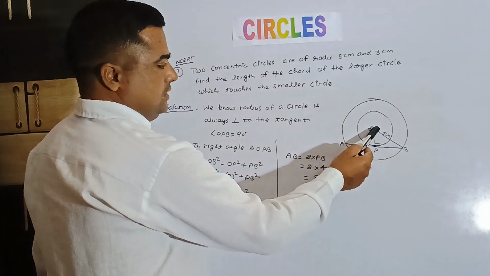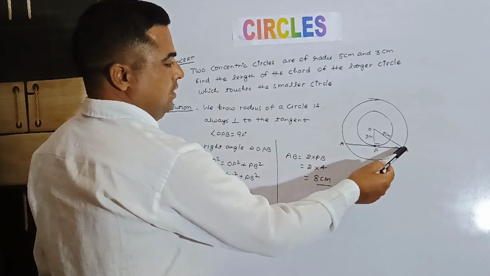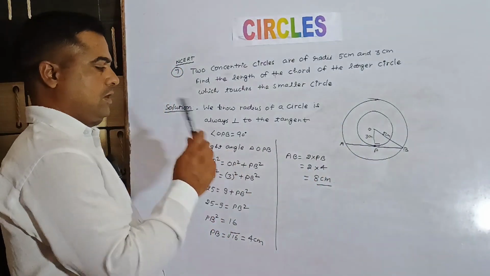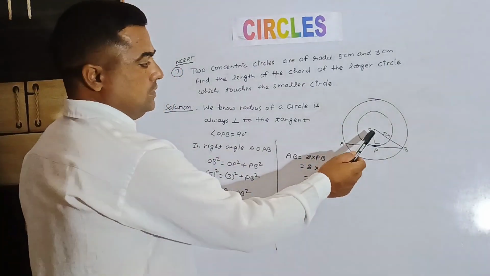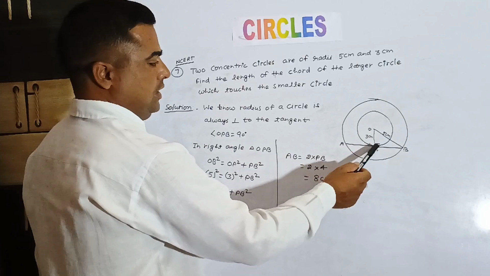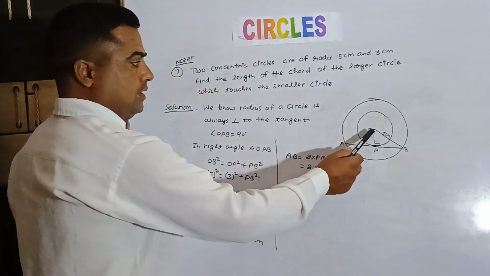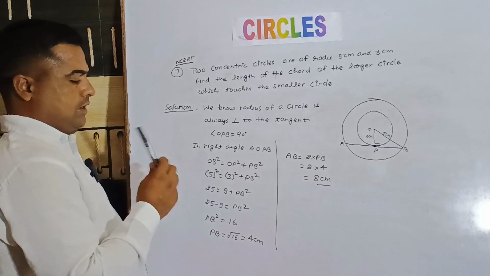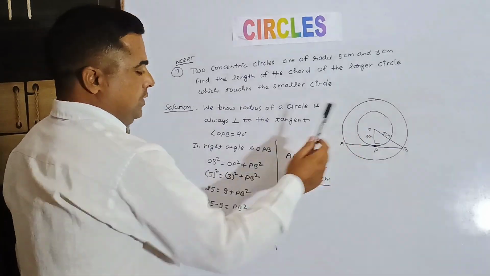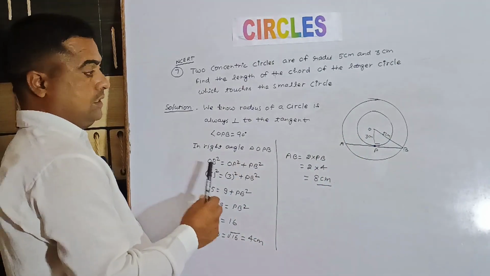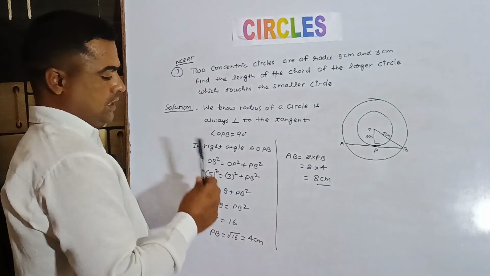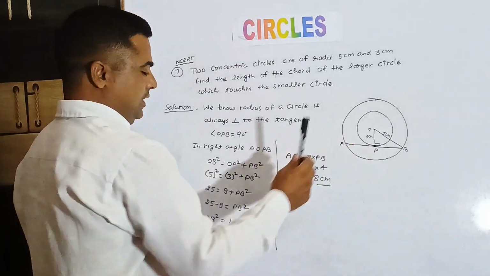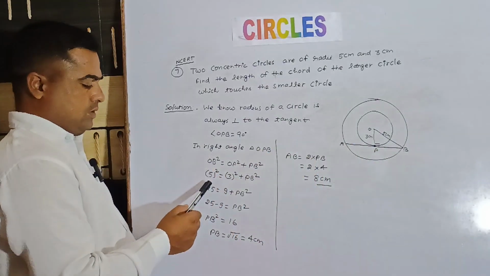You can see this OPB will be a right angle triangle. So hypotenuse square equals perpendicular square plus base square. OB square equals OP square plus PB square. We have written here the value of OB, this is 5 square. The value of OP, this is 3 square. And the value of PB, we have to find. 25.